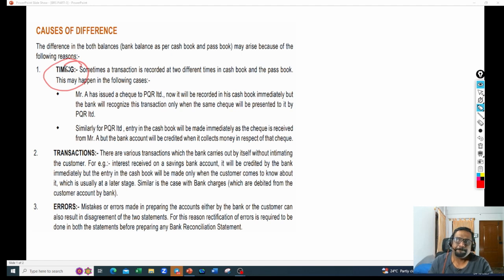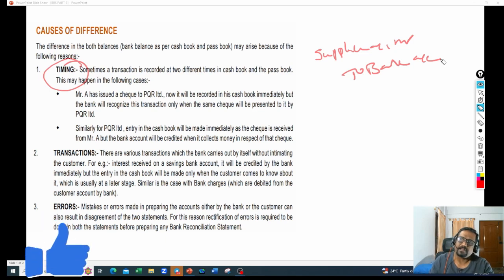Let us say I issued a check to the supplier. So in the business, when we issue the check to the supplier, what entry do we write? Supplier account debit to bank account. Am I right? Do you agree with that? This is the entry we write: supplier account debit to bank account credit.